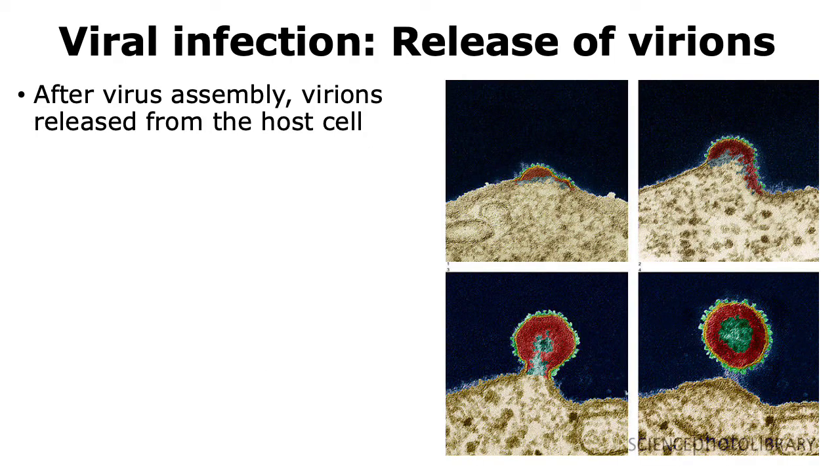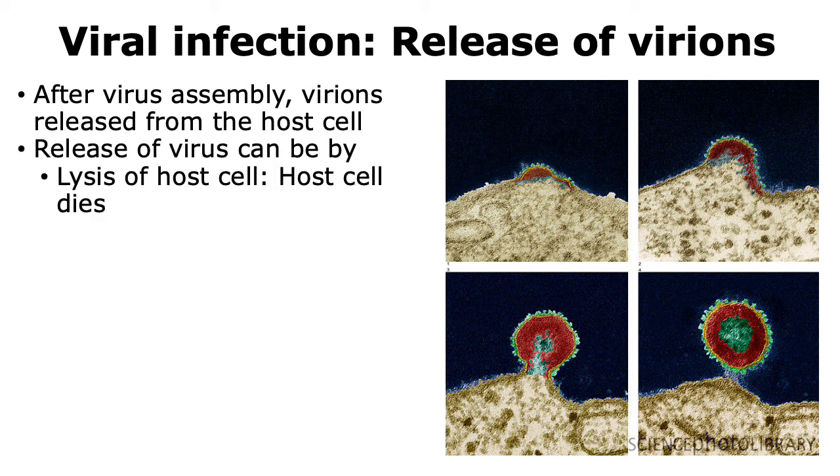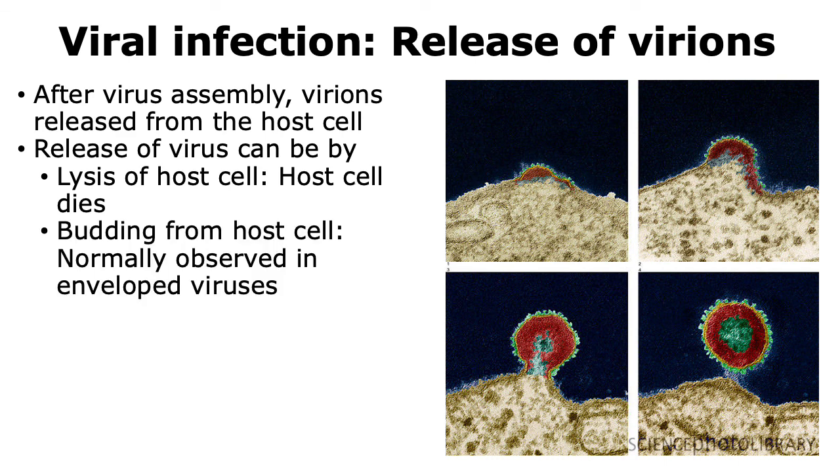Once virions are assembled, they have to be released from the host cell. Thus, the final step of viral infection is the release of these newly formed virions. The release of virions can be through the lysis of the host cell, and in this case, the host cell membranes burst open to release the viruses, and hence the host cell dies. On the other hand, another mechanism of release is where the newly formed virions can bud out from the host cell. This is normally observed in viruses that have an envelope and involves different steps.